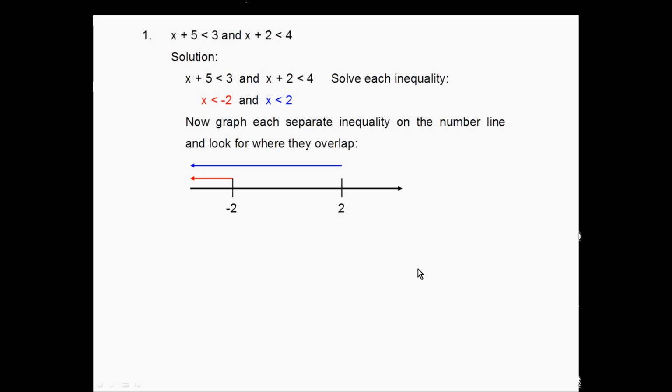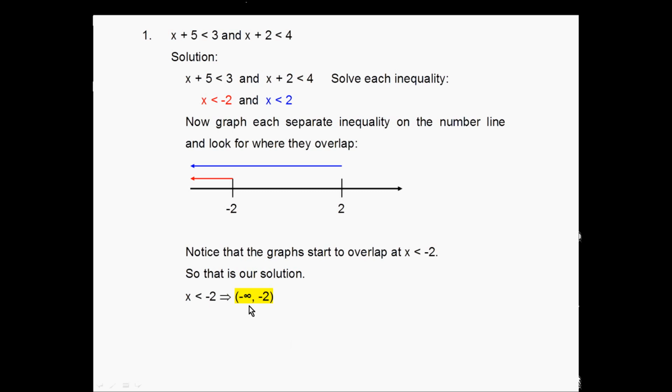Okay, now you want to find out where they overlap. Remember, the word "and" requires them to overlap. They start to overlap at x less than negative 2. So that's going to be your final answer, x less than negative 2. So remember, where they overlap is your final answer. And in interval notation, minus infinity to minus 2. Okay, so again, look for where they overlap.